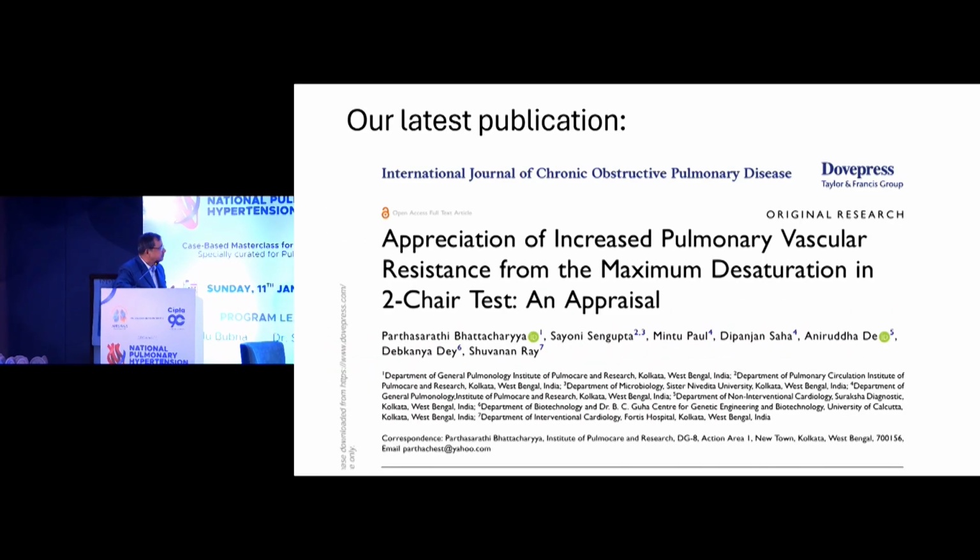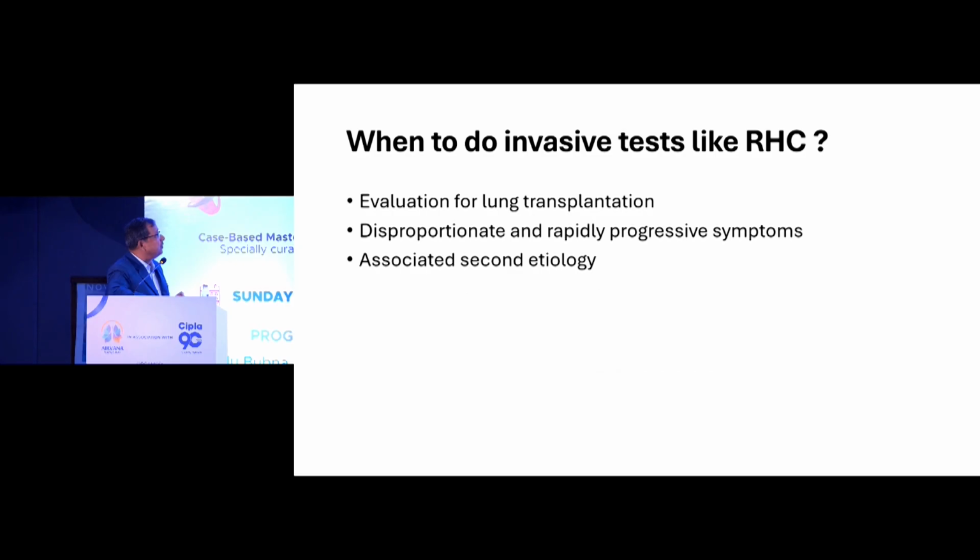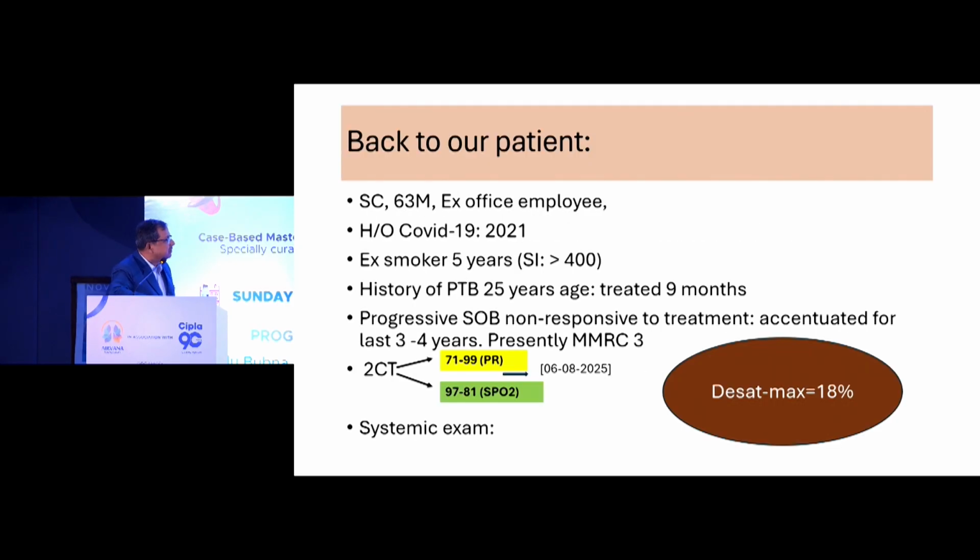Next slide. So what we do is follow a composite diagnostic criteria in our clinic. We have taken clinical, chest X-ray, HRCT, and Doppler echocardiography together, and if one or more of the points from each group is present, then we declare the patient has likely pulmonary hypertension. Next. Okay, next, this has been answered. Next. So let us come back to our case.